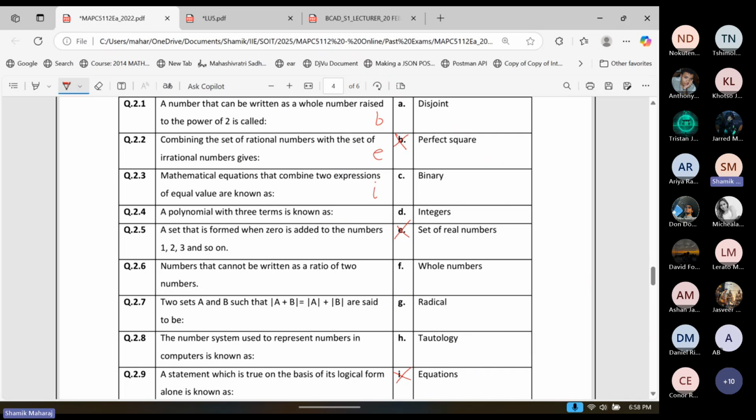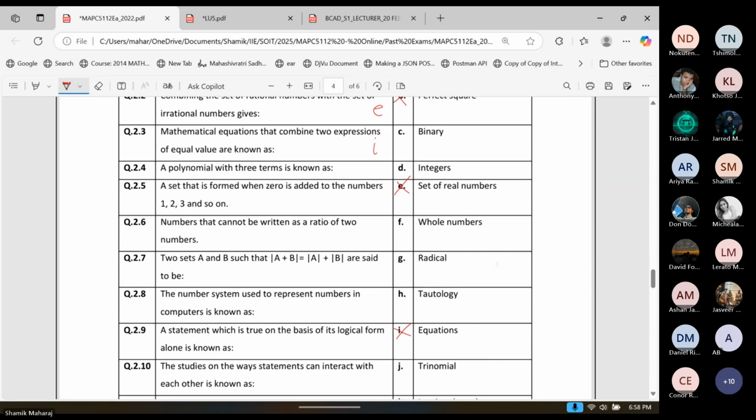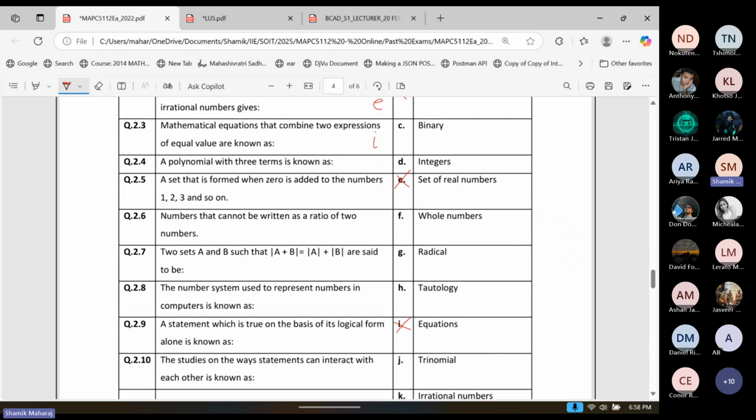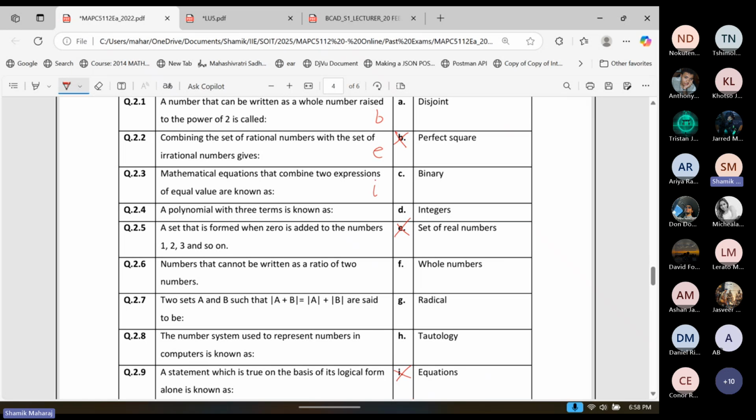Polynomial with three terms is known as, I want to say trinomial. Why do I feel like I'm being tested here? But anyway, it's there, so we'll take it. J. 2.5. A set that is formed when 0 is added to the numbers 1, 2, 3, and so on. So in other words, adding 0 to natural numbers will give us what? That should be whole numbers. That should be somewhere, F. Okay, we see it here.